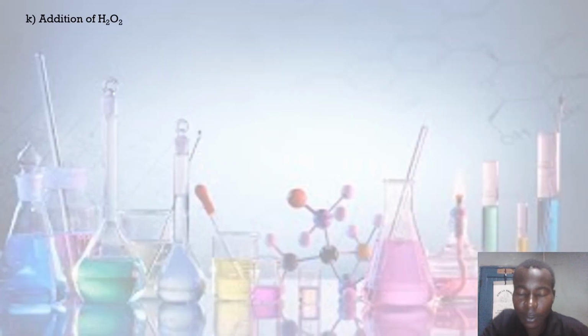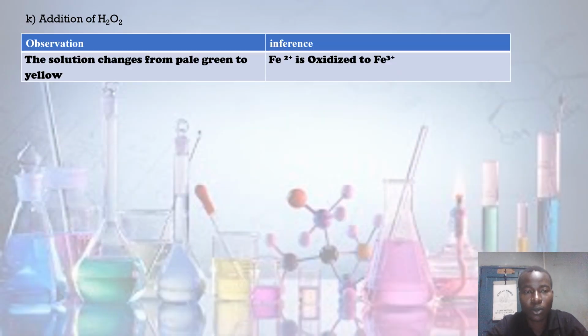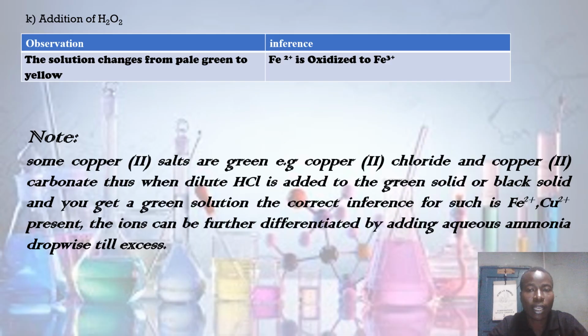Let us look at the use of the oxidizing agent hydrogen peroxide. You can add hydrogen peroxide to that solution, and you may see the solution changing maybe from green to yellow. That will imply that the iron 2 ions are being oxidized to iron 3 ions. I have also made a note here to remind you that some copper ions are green.